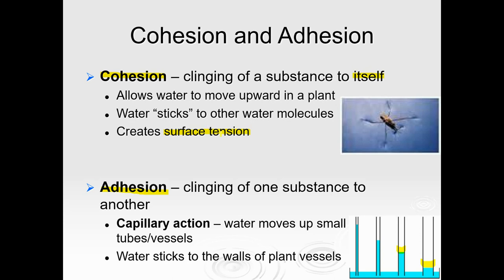And so the combination of cohesion and adhesion are both really important because of the climbing effect of capillary action, as well as the water sticking to water. Both of those are going to be important in moving water in plants. If you've ever put celery in colored water, you can see that the water climbs up the little tubes. And that's actually going to be a combination of both cohesion and adhesion that allow that to happen.